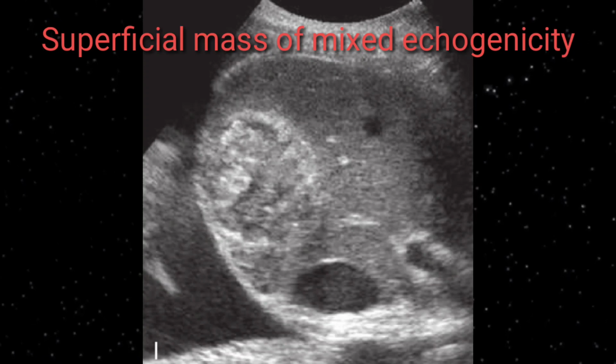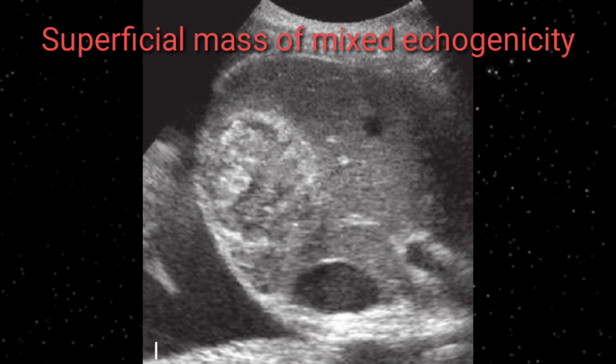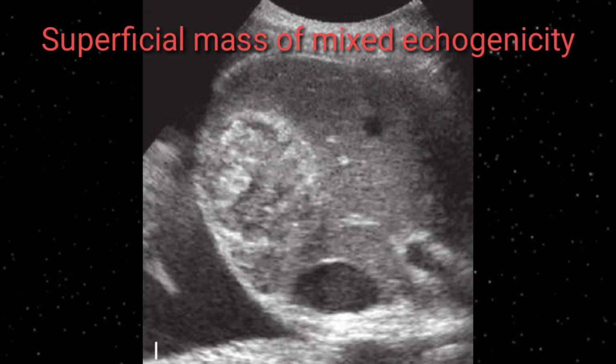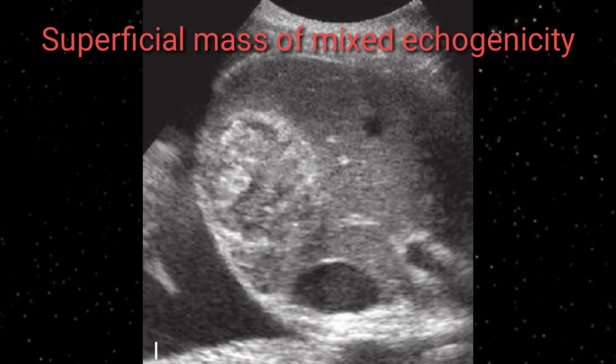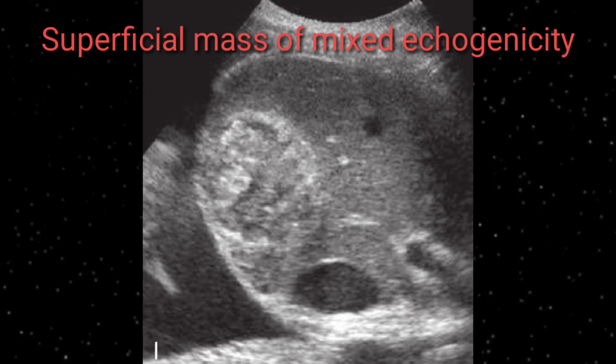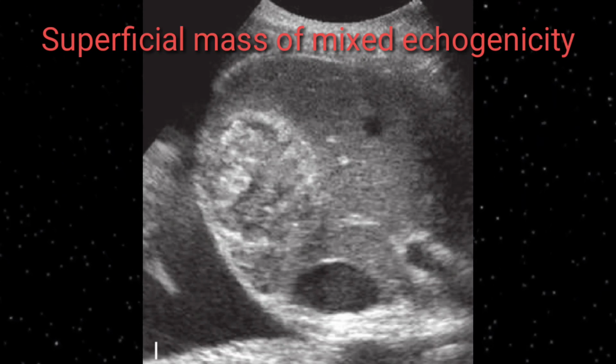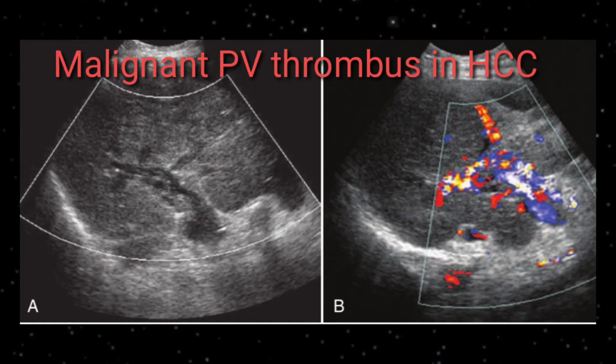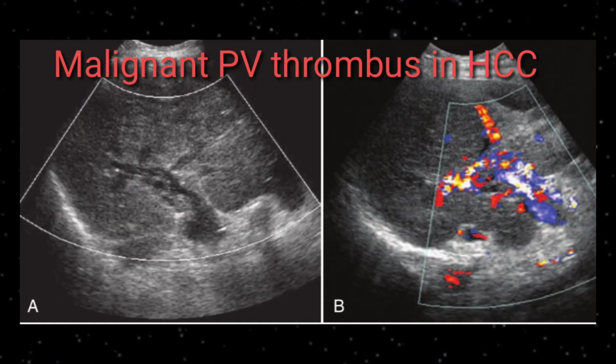As I mentioned earlier, hepatocellular carcinoma presents in three forms. It may be either a solitary tumor, multifocal nodules, or a diffuse infiltrative form. This example is of a solitary tumor. This slide shows portal vein thrombus.